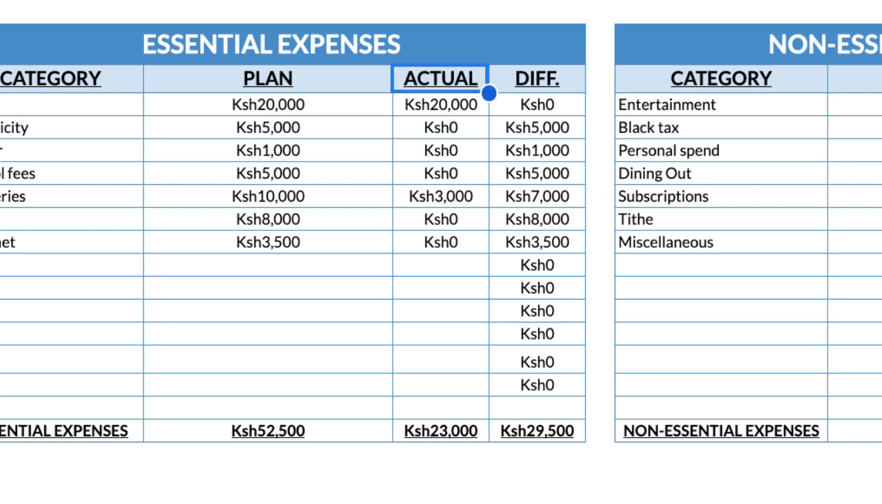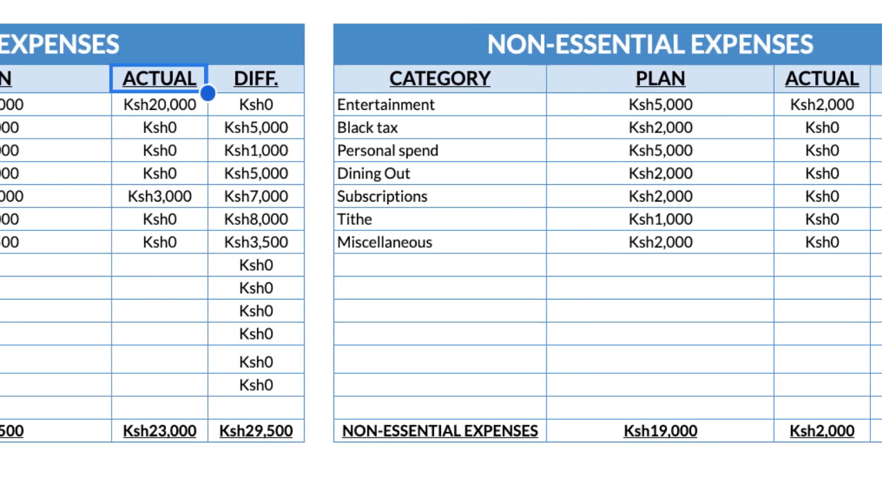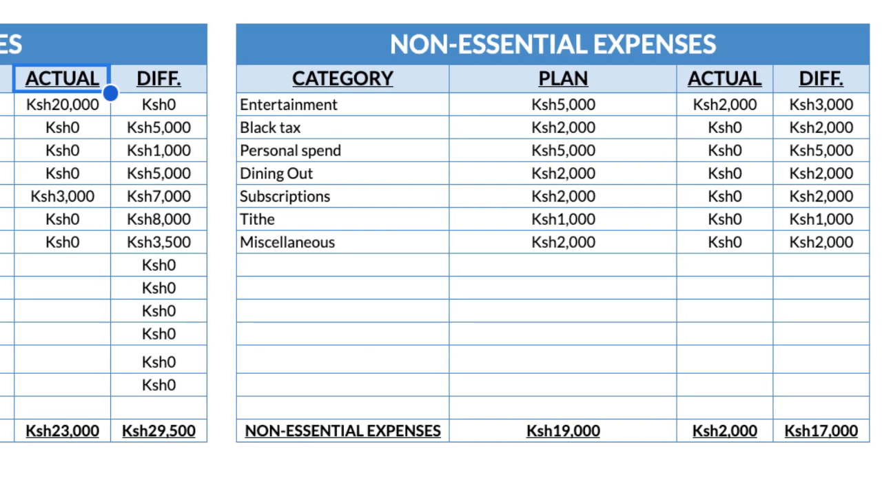We have the essential and non-essential expenses segments, where the template separates expenses into two main categories, like I said, essential and non-essential, and then there are different subgroups in this expense section which are filled out through the expense tracker. So this is where the juicy stuff starts.